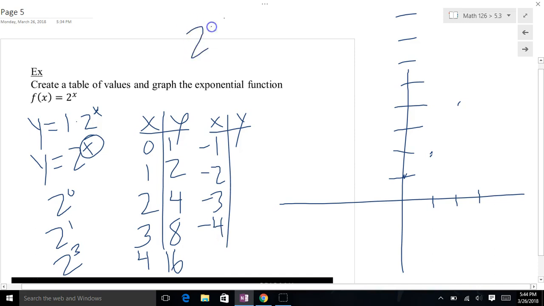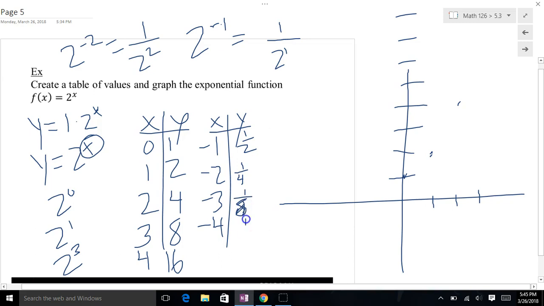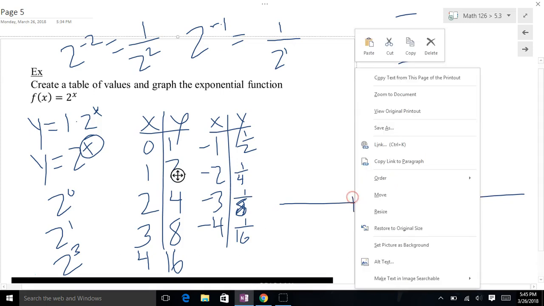So 2 to the negative 1 is 1 over 2 to the 1, so 1/2. 2 to the negative 2 is 1 over 2 squared, so 1/4. 2 to the negative 3 is 1 over 2 to the third, so 1/8. And so on. So at negative 1, I'm up halfway. At negative 2, I'm only up a fourth of the way.